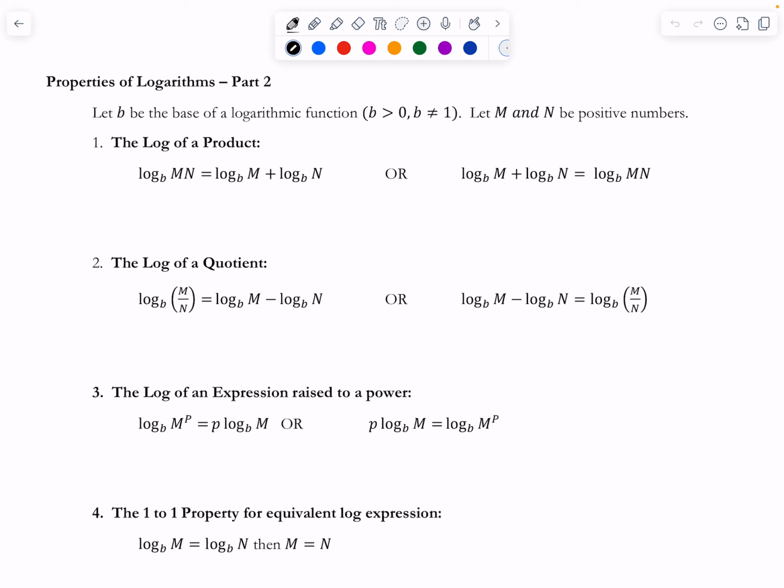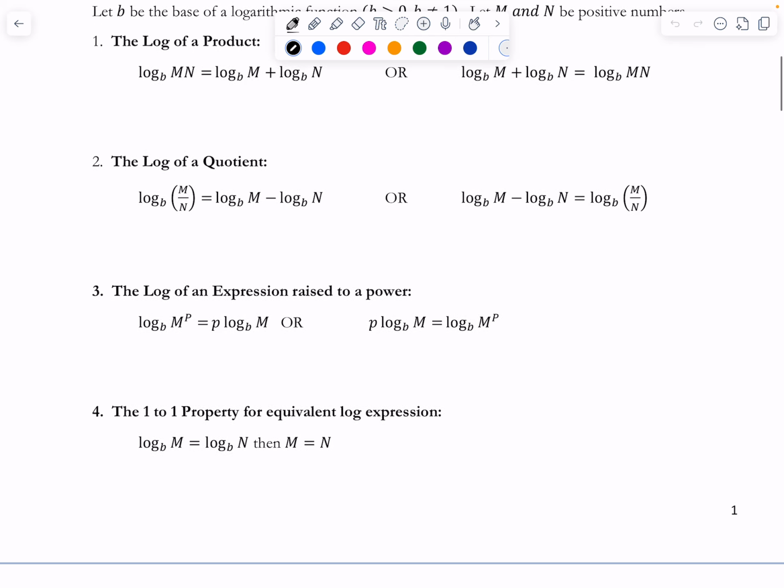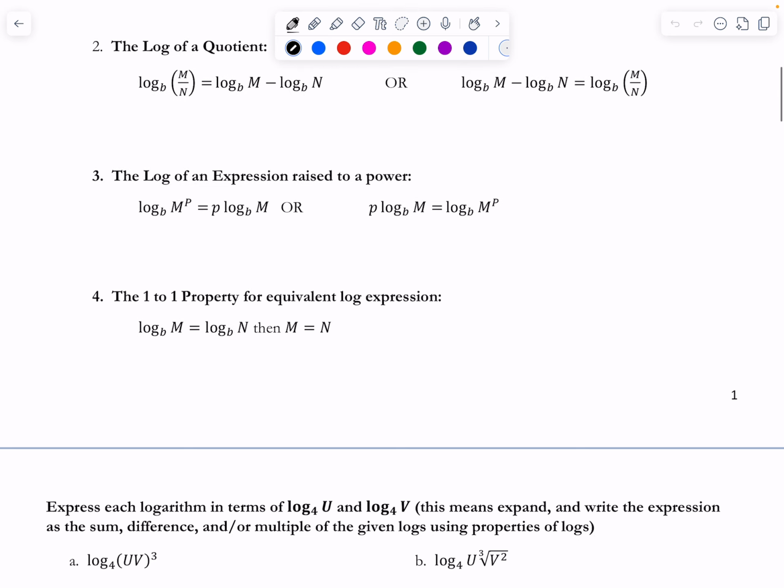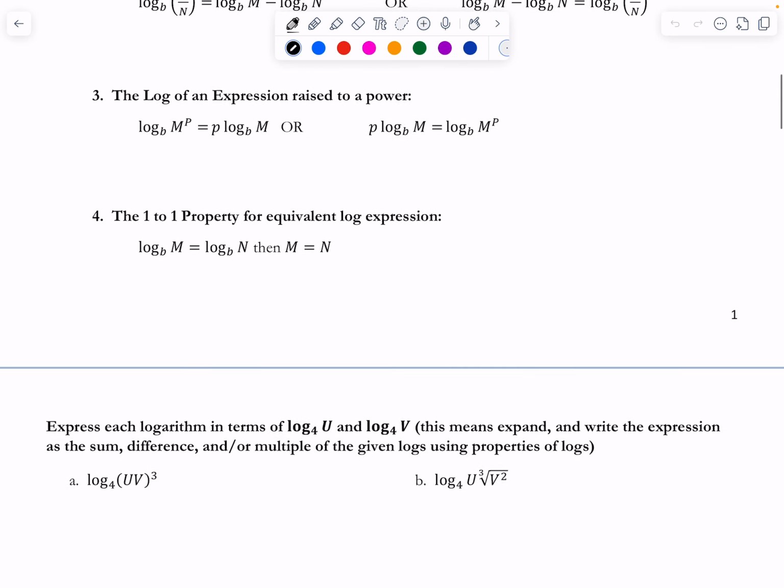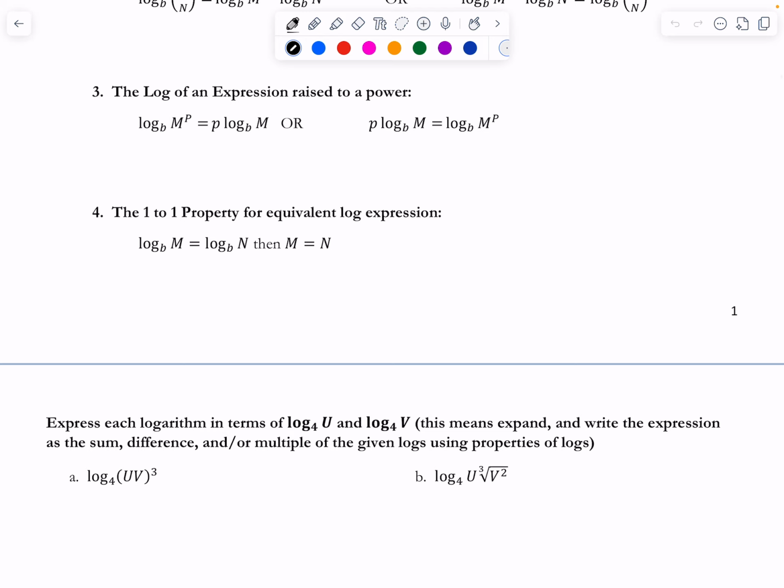With the log of a quotient, it's very similar, but with division, you're going to think subtraction, right? And when you have a power on your argument, you can move that power to the front and it multiplies by the logarithm, or you can move it to the back. In the other one, you can take the number in front and make it a power. And finally, as we've talked about in some of our solving, if you have one log on each side with the same base, you can drop the logs and set the arguments equal to each other.